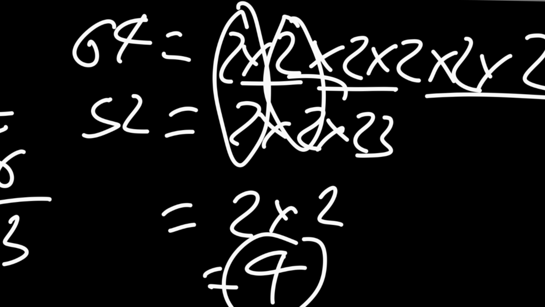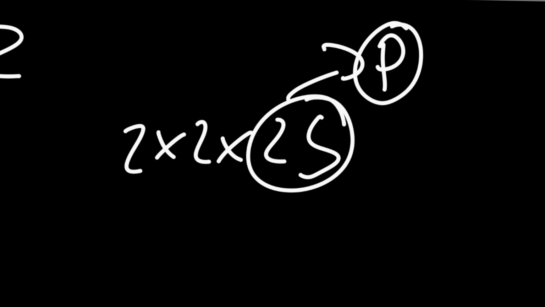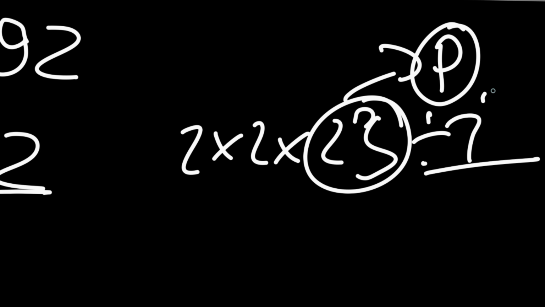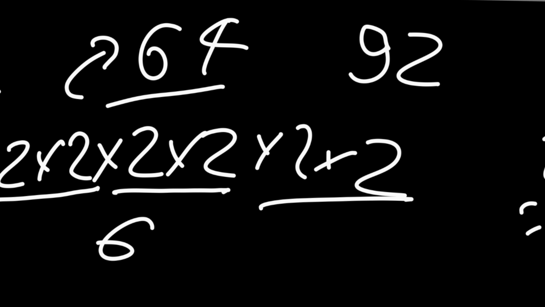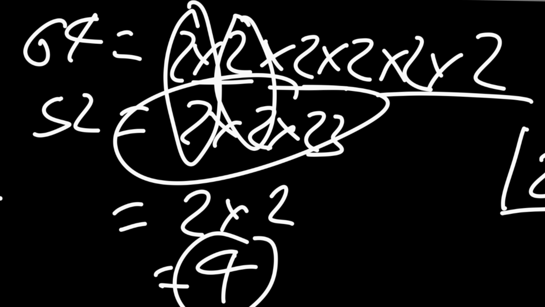To get 92 we just have to take the numbers from here, 2 into 2 into 23. 23 is also a prime number because it can only divide by itself or by 1. So 2 into 2 into 23 is 92. So for prime factorization we get the same numbers as we get by the division method.